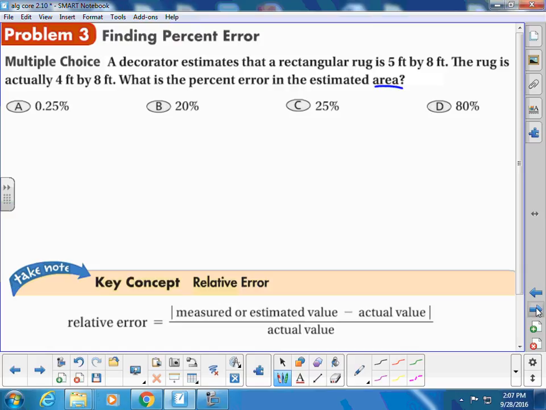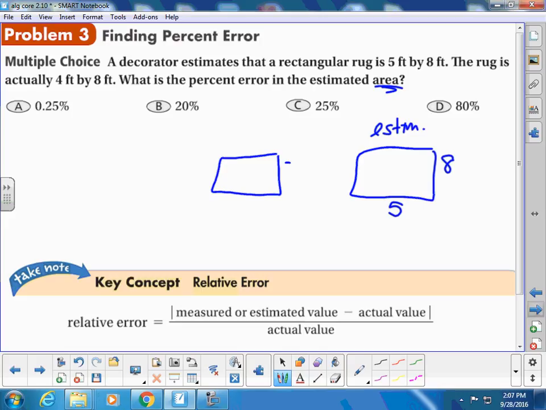Well, first of all, let's talk about this. This is area. So here's one of the rugs. She estimated that it was 8 by 5. Should have those reversed probably. But really it was 8 by 4. Let's talk about area. Area of a rectangle is base times height. So this area is 5 times 8, which is 40 feet squared. This one is 4 times 8, which is 32 feet squared.